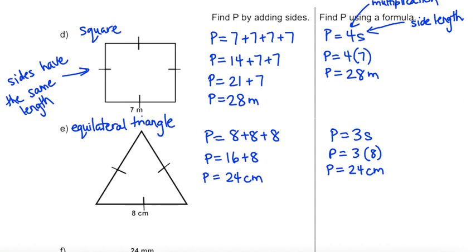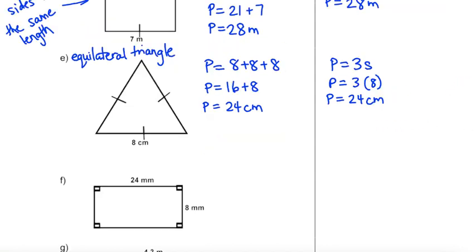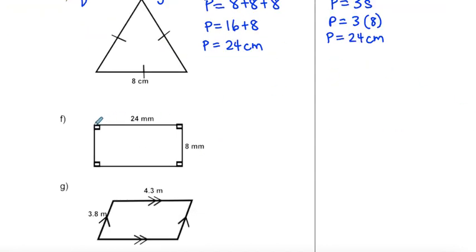For part F, I have a rectangle. So normally when I'm calculating my perimeter, I'm taking my 8 plus my 24, because the sides across from each other are exactly the same. So this is 24 and this is 8. Sides across from each other are the same, so it's 8 plus 24 plus 8 plus 24.